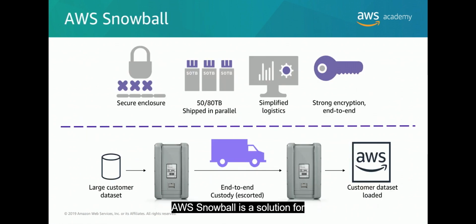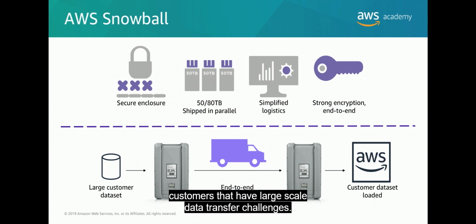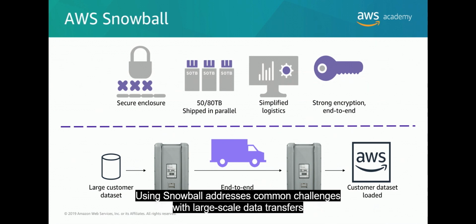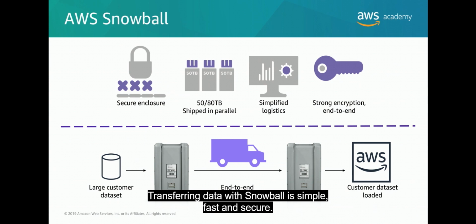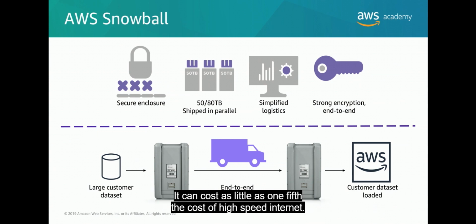AWS Snowball is a solution for customers that have large-scale data transfer challenges. It is a petabyte-scale data transport solution that uses secure appliances to transfer large amounts of data into and out of the AWS cloud. Using Snowball addresses common challenges with large-scale data transfers, including high network costs, long transfer times, and security concerns. Transferring data with Snowball is simple, fast, and secure. It can cost as little as 1/5 the cost of high-speed internet.